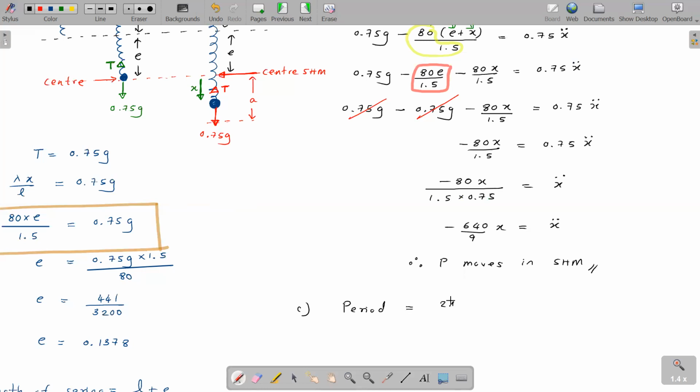2 pi over omega. We know the omega square here, right? X double dot equals omega square x. Omega square was 640 over 9, isn't it? So shall we input the value? Can you tell me the simplified answer? 2 pi over omega.